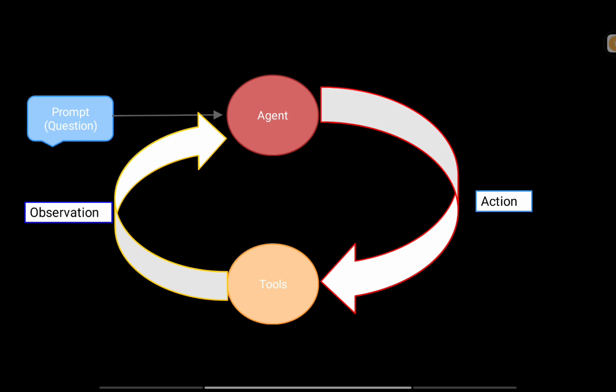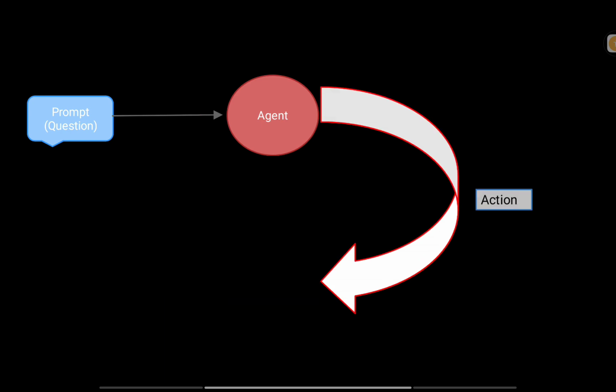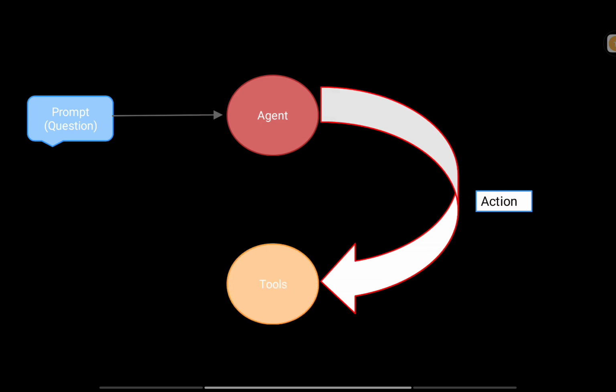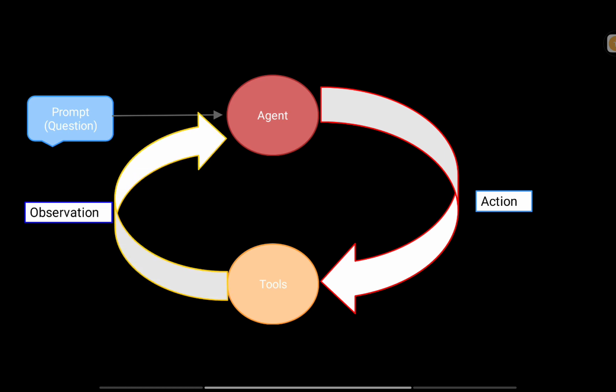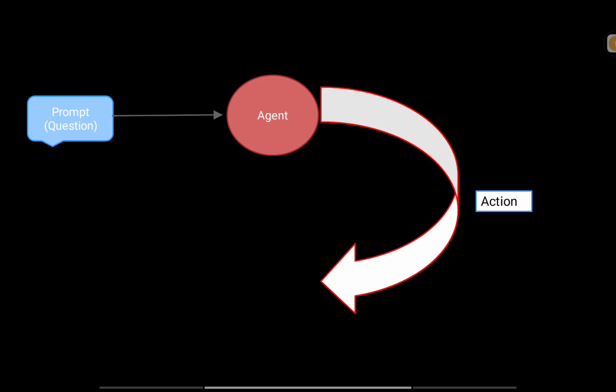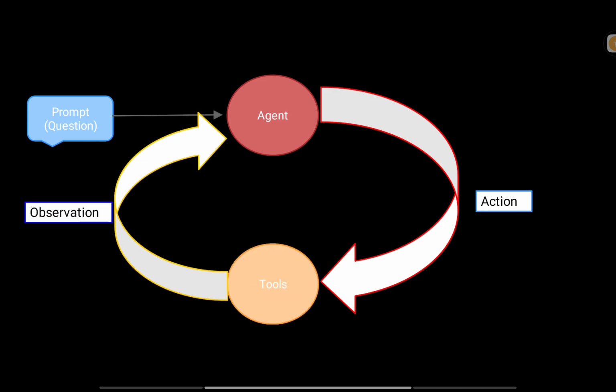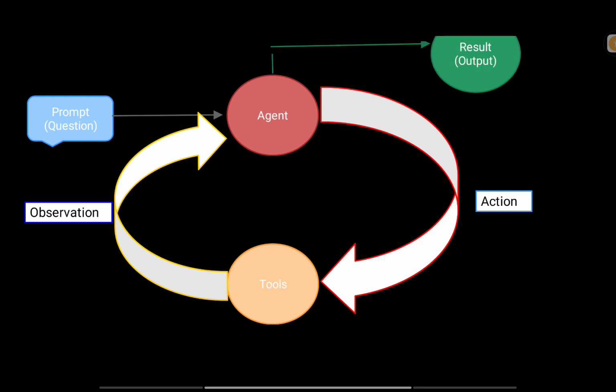Based on that observation, the agent can perform again: it will select a tool, and then that tool will again produce an observation, and this process can go on multiple times, right? Until the desired output is produced. Once the agent thinks that now we have the desired output by using all these tools that are available, then the agent will produce the results, the desired output, as the output from the agent, right? I hope you got an understanding of how the agent is working.